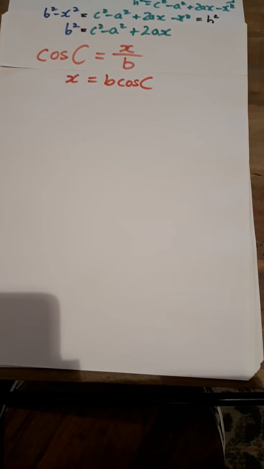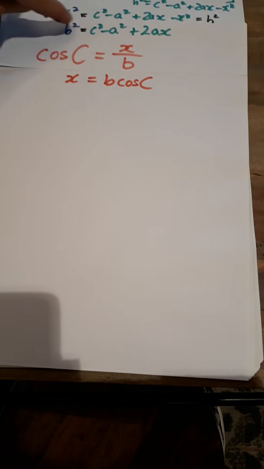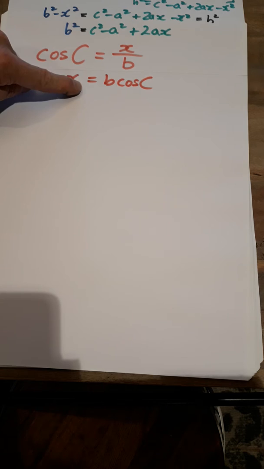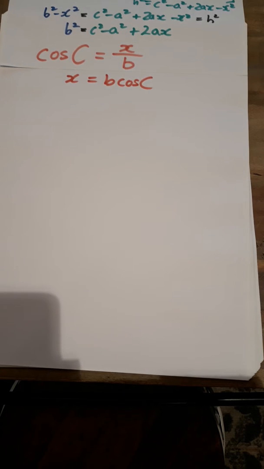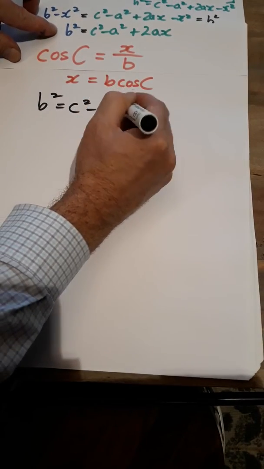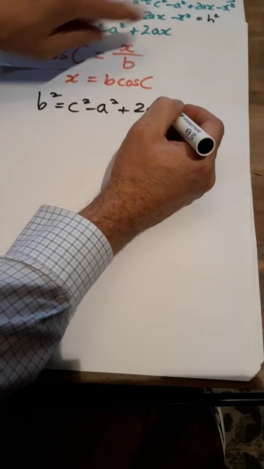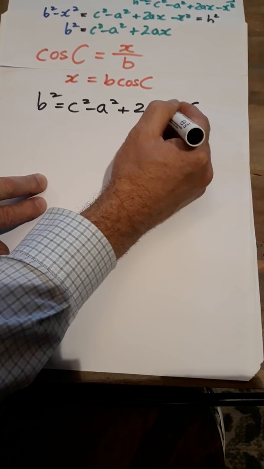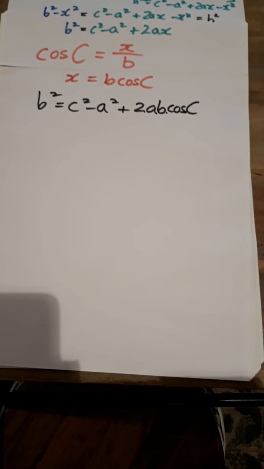So wherever I see an x in this equation here, because I only want to express it in terms of a's, b's and c's, but there's an x hanging around there, wherever I see an x, I can replace it with b cos C. So I'm going to do that. I've got b squared equals c squared minus a squared plus 2a, and instead of x, I put b cos C. And there's all little multiplications in there. That's basically the cosine rule, but let's write it down the way you would normally see it. Let's write it down with c squared as the subject of that equation.